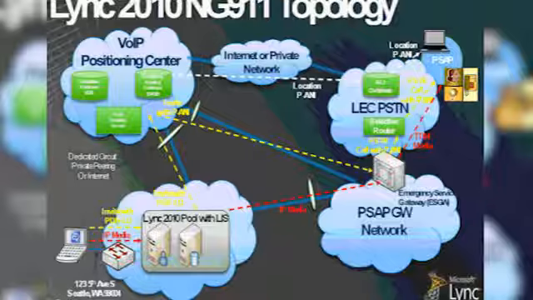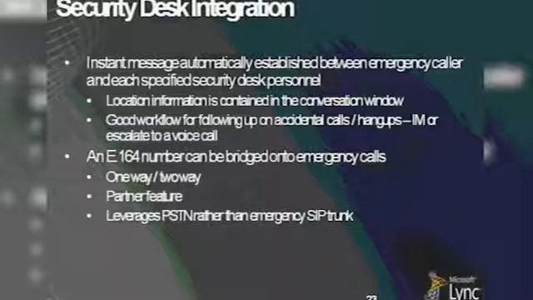So that's really the NG911 model, and both the ELIN and NG911 have a feature in Lync where we automatically do an IM to the security desk, and some ELIN gateways and/or NG911 service providers will actually bridge in the security party so that there's a three-way conference call going on.